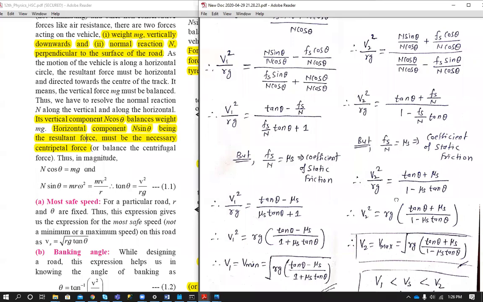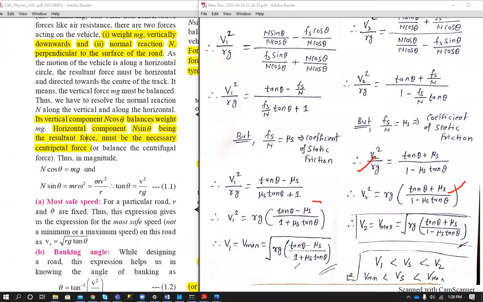So you can see the differences in both the formulae. Only the sign is reversed. Here it is minus sign, here it is plus; here it is plus sign, here it is minus. Or you can remember the formula like this. As it is a lower speed limit, the denominator should be greater than the numerator. As it is a plus sign, that's why the denominator is more. As v2 or vmax is a maximum speed, the denominator should be less than the numerator and the numerator should be greater than the denominator. Okay, let me repeat.